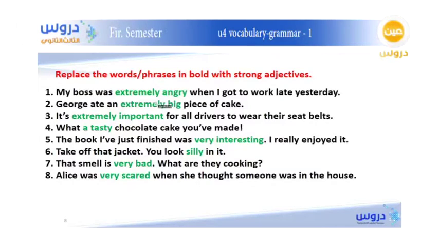Okay, Malak, number 1. Furious. Oh, that sounds great. Okay, excellent. Number 2, huge. Okay, huge, enormous. Okay. Number 3, extremely important, essential. Excellent. Sounds great. Okay.